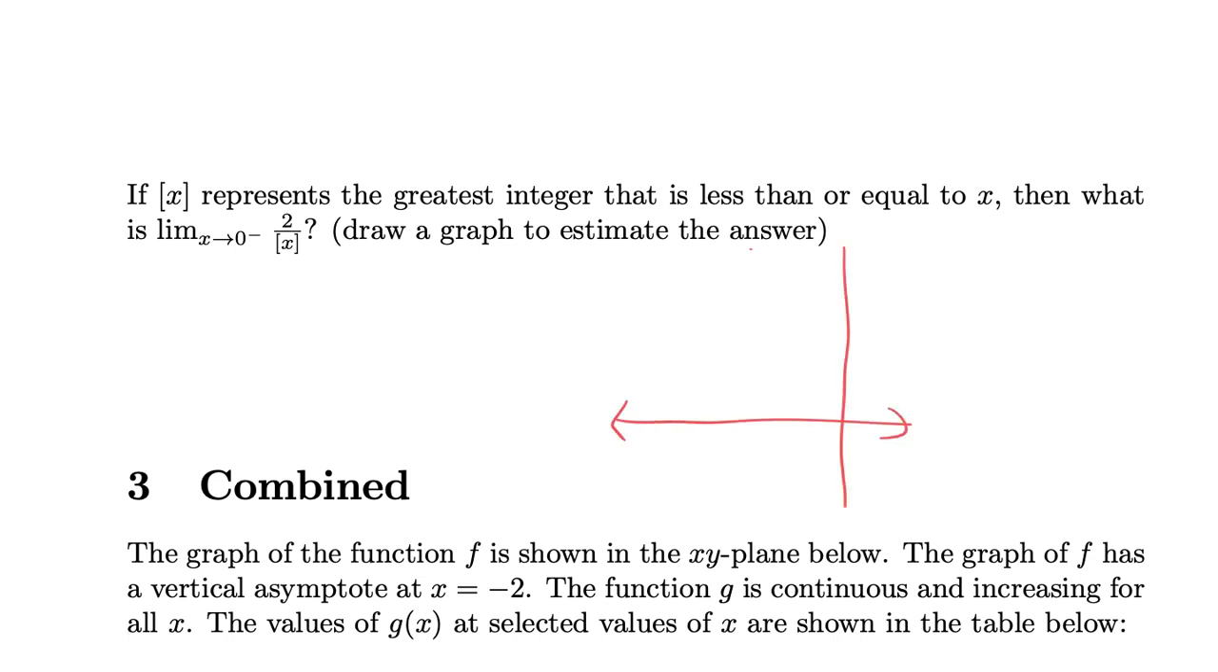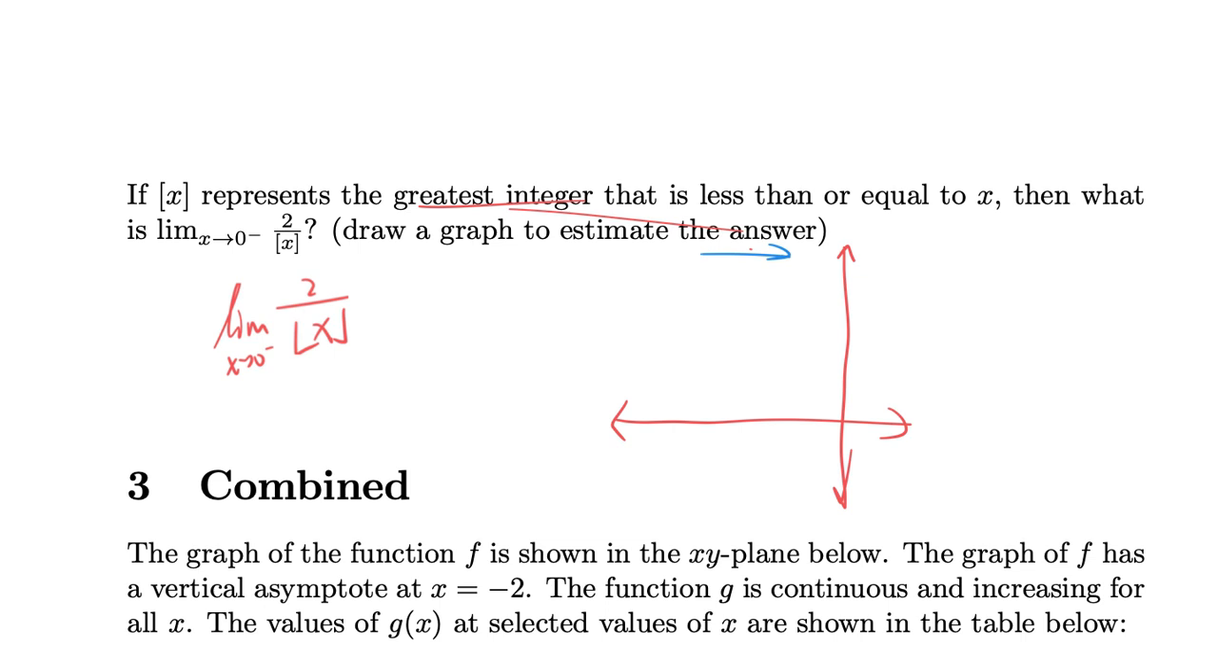So here we have this problem where we're required to draw the graph by ourselves. And this function here is the floor function, the greatest integer that is less than or equal to x. And we want to find the limit of this as x approaches 0 from the left-hand side. So we are looking in this direction.